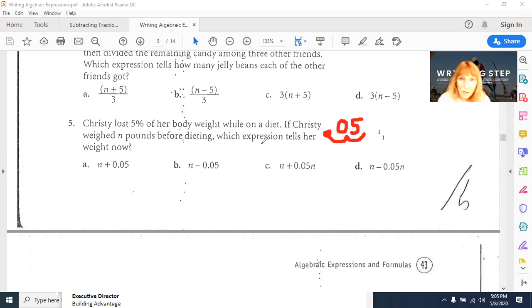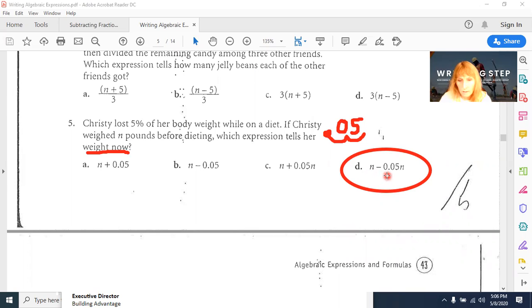Now, she weighed n pounds. So if I multiply 0.05 times her current weight, that's going to give me how much she lost, right? But we want to know her weight now, not just how much she lost. So which one of those expressions would show how much she currently weighs after she lost some weight? It would be D, right? Right here, because that says, what does that say in words? It says her first weight, right? That was what she weighed. That's her n. She weighed n pounds.